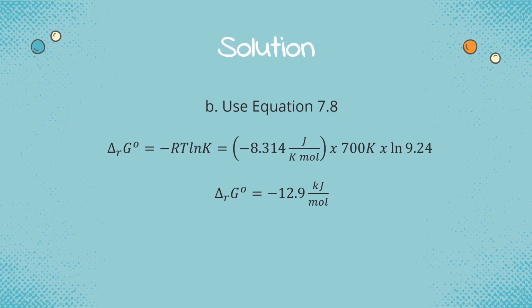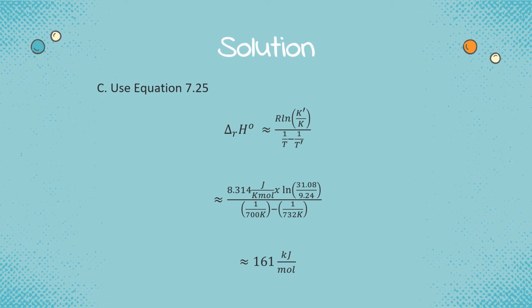For letter C, we could use equation 7.25 to get the standard reaction enthalpy, in which the standard reaction enthalpy is equal to R ln K prime over K, in which K prime is for the temperature of 732 Kelvin and K is for 700 Kelvin. Substituting the values, we get that our standard reaction enthalpy is equal to 161 kilojoules per mole.